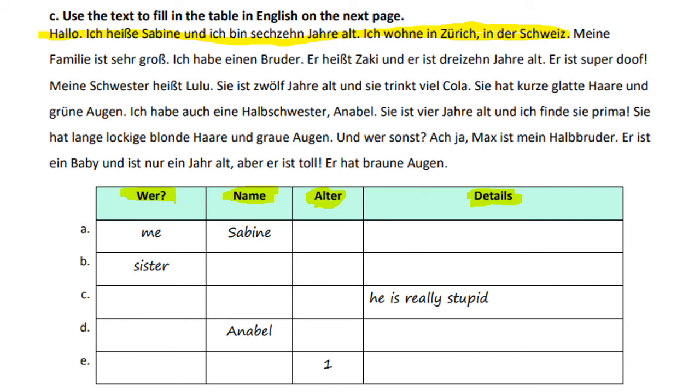So it's me, or the person talking. The name is Sabine. The Alter, the age, is 16, so 16. And details, it actually says there that she lives in Zurich in Switzerland. So I've just put there, lives in Switzerland. Okay. And so if you want to pause it now, then I'll go through the rest of the answers.